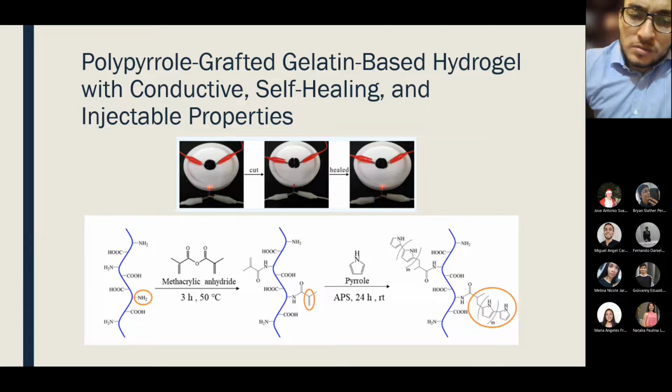Some of the examples in which we can use these conducting polymers are, for example, in this research, where they used a polypyrrole grafted gelatin-based hydrogel, which is a conducting gel that heals itself when a current is applied. Here's some of the polymer used in this research, and in this study they grafted polypropylene.